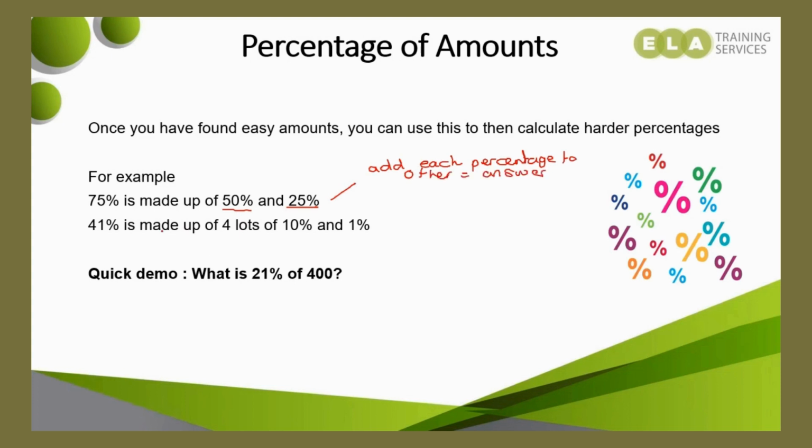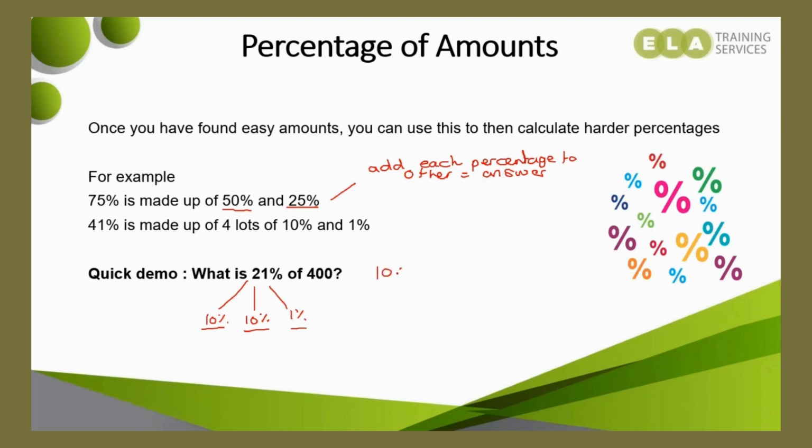So, for example, say we had to calculate 41%, and it's made up of 4 lots of 10, and then a 1%. So for 41, we'd do 10% 4 times, and then a 1%, we'd add each up, and then we would get our answer. So, for example, say we're asked 21% of 400. 21 is made up of 10%, another 10%, and then a 1%. And what I always find, if you do this little diagram next to your percentage, you'll find it much easier to then decide what you need to do with that percentage.